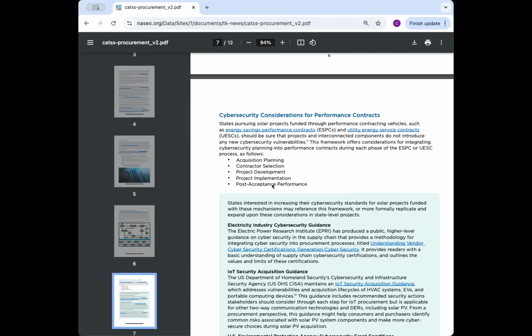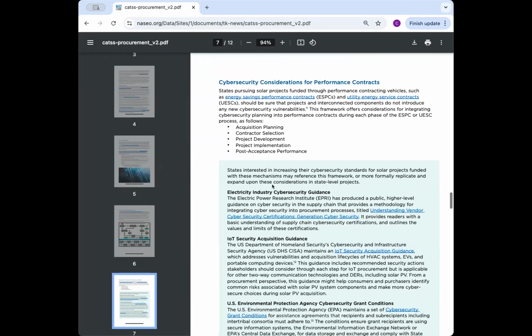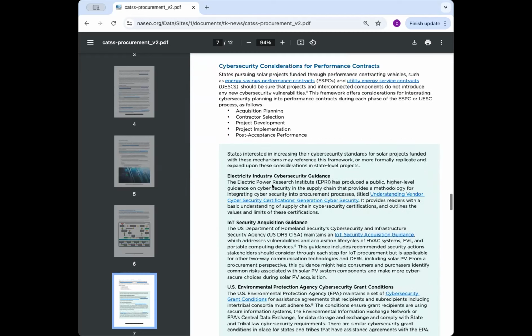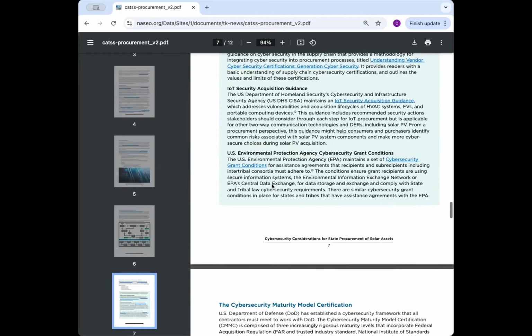There are some language cutouts for performance contracts. These are mostly looking at the internal operations of performance contractors, but do have some asset level language as well.